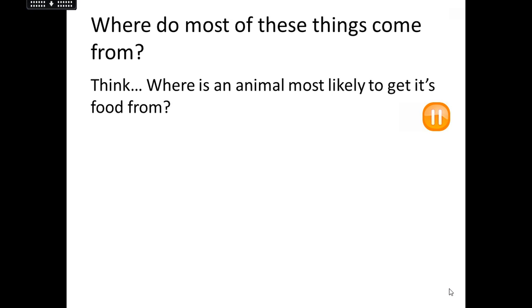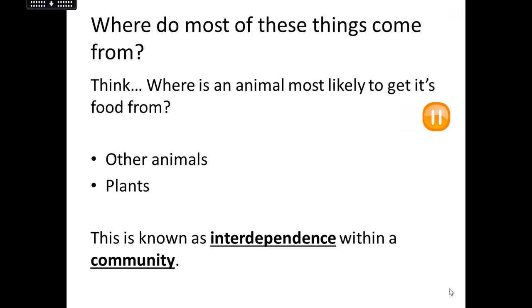So an animal is likely to get its food from eating other animals. Maybe it is a hunting animal and it's got prey that it will hunt and then eat. Or alternatively, it could eat plants, or a bit of both, like we do. And this is what we call interdependence, another one of our keywords today. Interdependence is that kind of reliance on other things within a community. So we're relying on something else alive in order to be able to help it survive or reproduce.